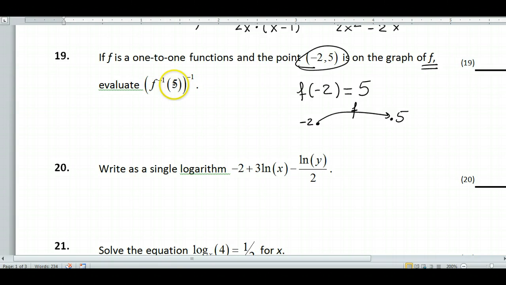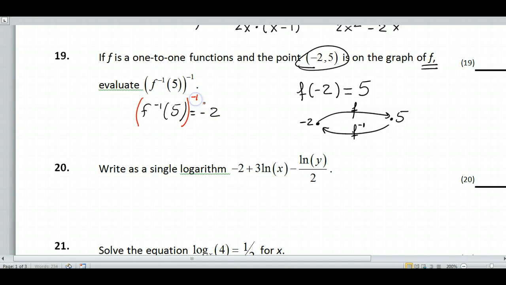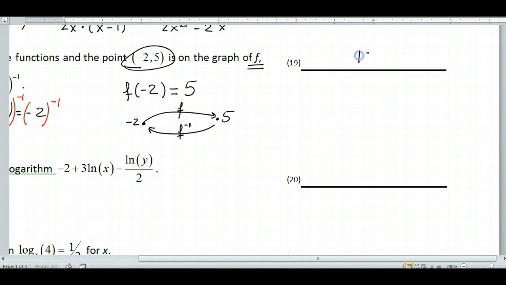So what's f inverse of 5? Well, if f does that, f inverse undoes what f does, right? This right here is f inverse. So f inverse of 5 is, well, back to 2, right? f inverse of 5 is negative 2, sorry. It's negative 2. And then what do we do right here? Well, careful, this is not the same kind of negative sign. Right here, we take the reciprocal. So what's the reciprocal of negative 2? It's negative 1/2. Okay? So here it's negative 1/2.